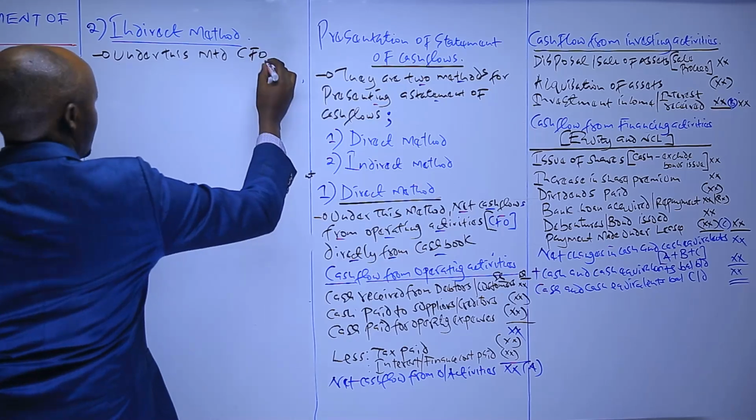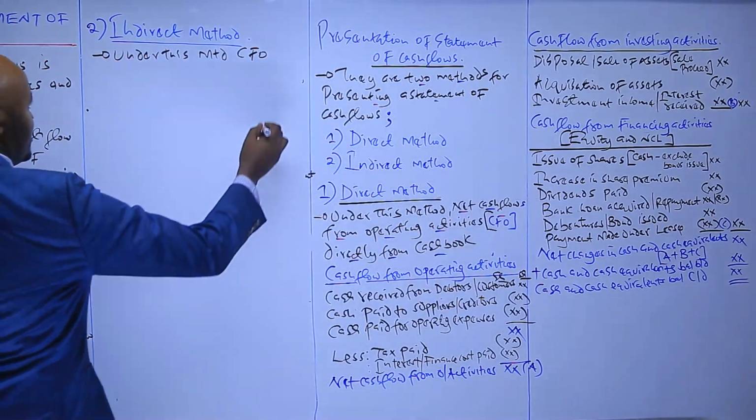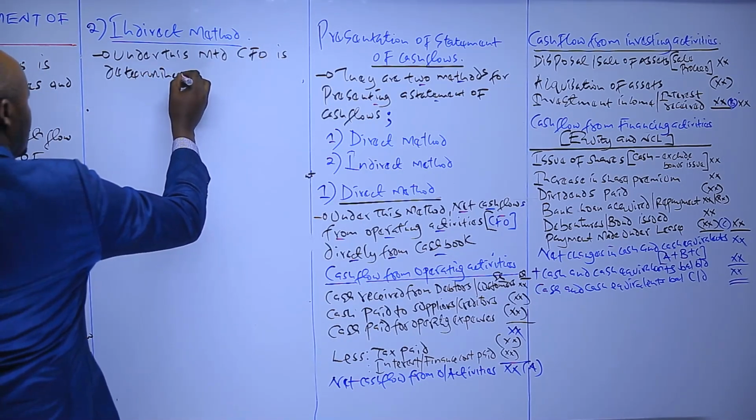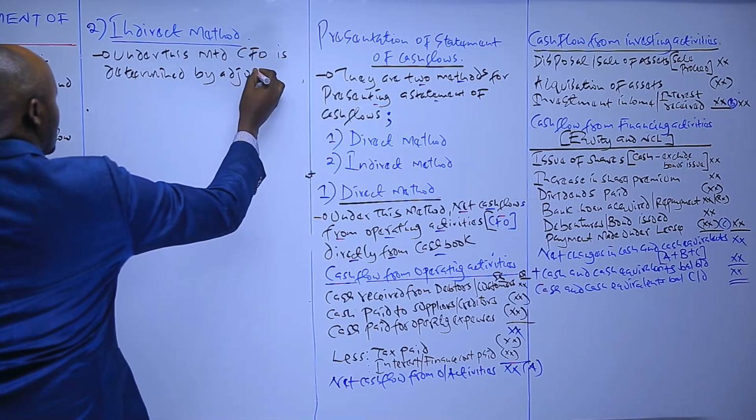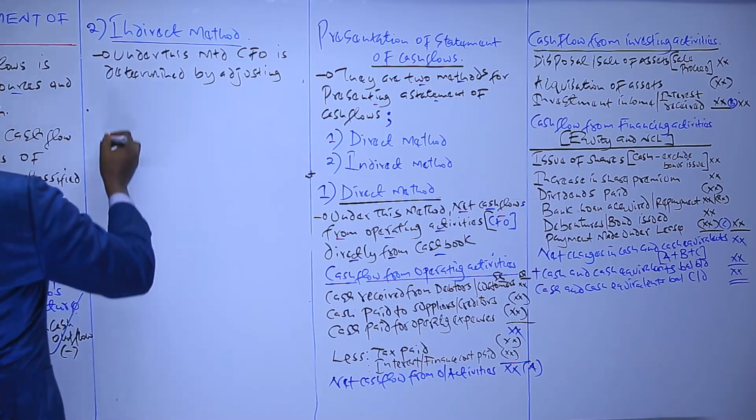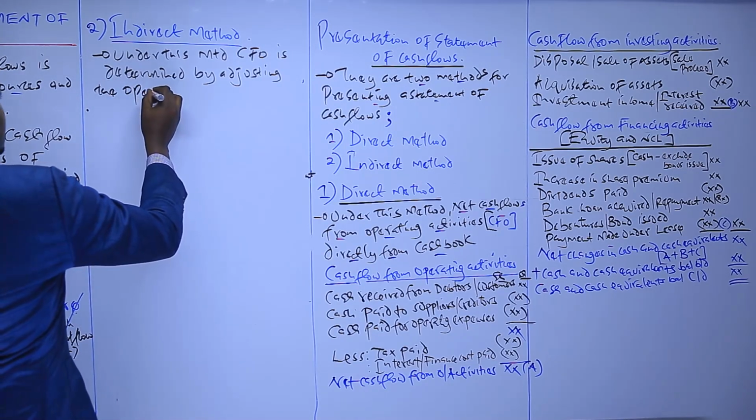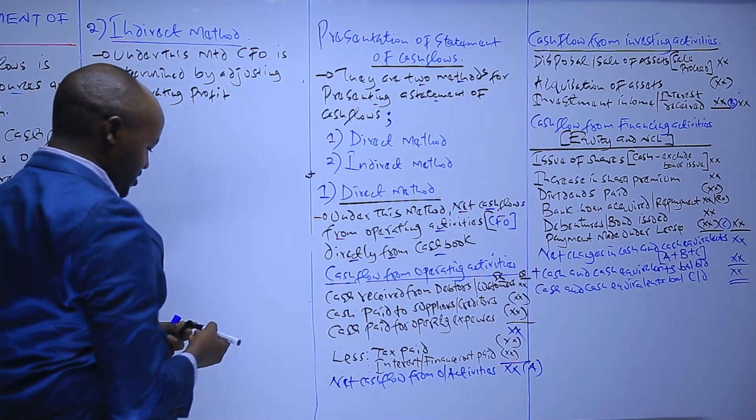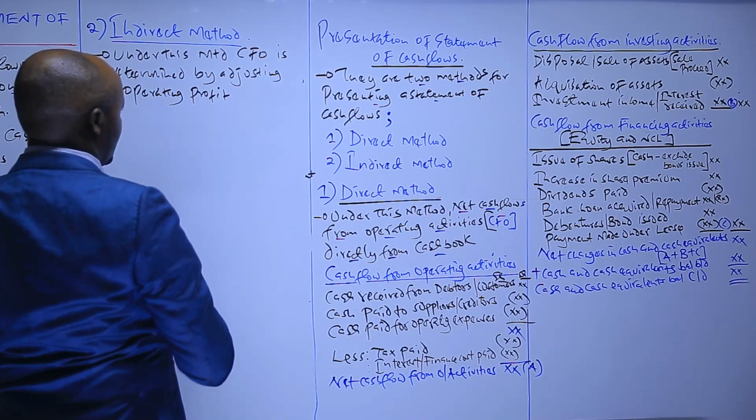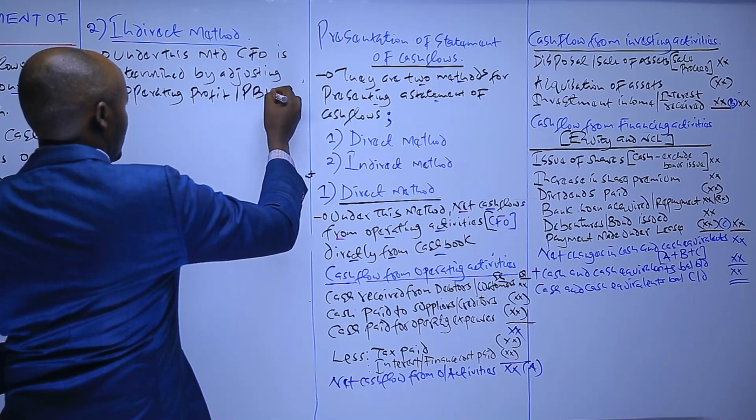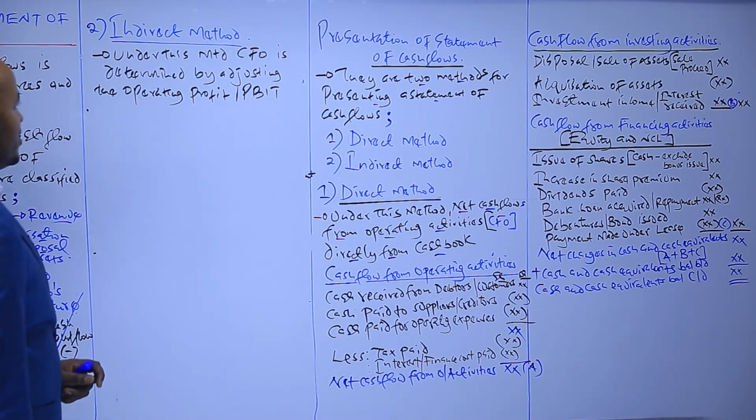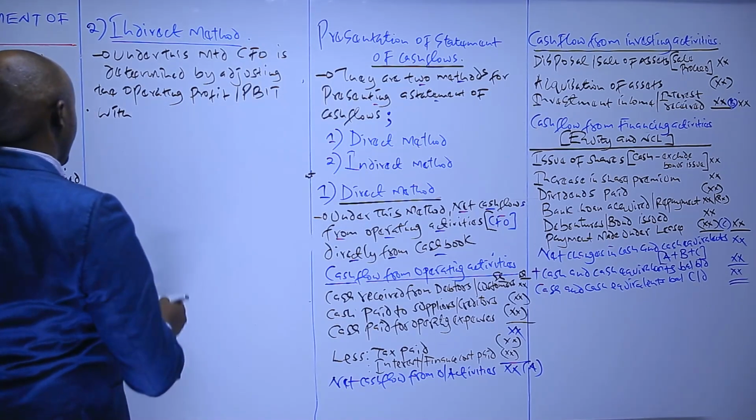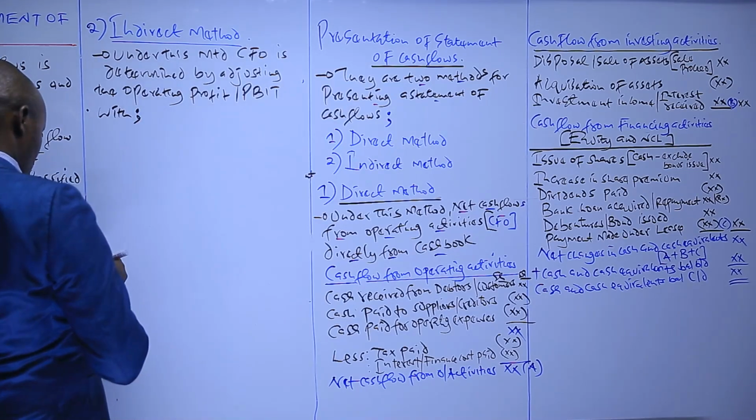You have to remember that CFO is the net cash flow from operating activities. Under this method, the CFO is determined by adjusting the operating profit, in other terms the profit before interest and tax, PBIT, with three categories of items. So we adjust that profit with three items. Which are those items?